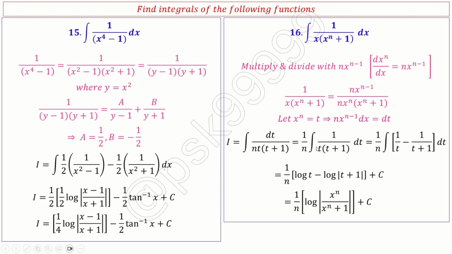1 by n into the integration of 1 by t into t plus 1, which is 1 by n into 1 by t minus 1 by t plus 1. Partial fractions, if I divide, this is what I get. This is nothing but 1 by n into log t minus log of t plus 1 plus constant. So if I replace t, this is the answer.